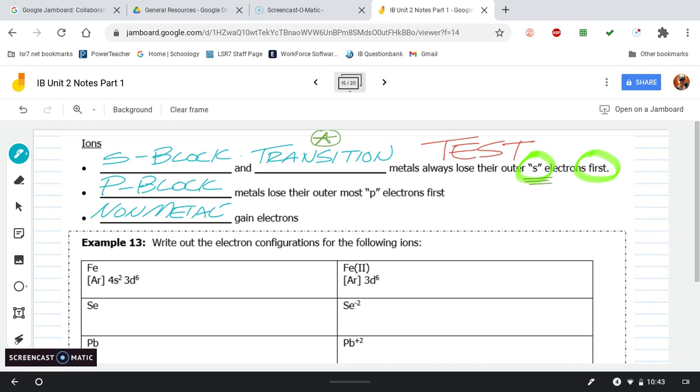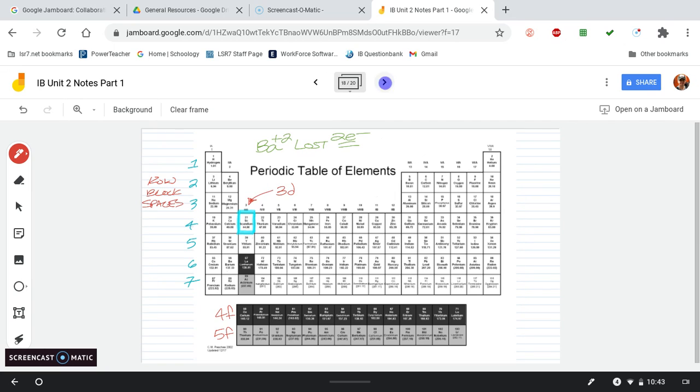So where we have to be concerned and where we have to be ready for the IB exam is right here. It's losing the electrons first from the transition metals, which are the metals in the D block, right? So like this, you could also write down as D block. Okay, so that is what we're concerned about. So you're like, what the heck is he talking about? I don't know. Well, I'll show you. So slide over to this periodic table. Okay, so let's take a look at how this is a problem.